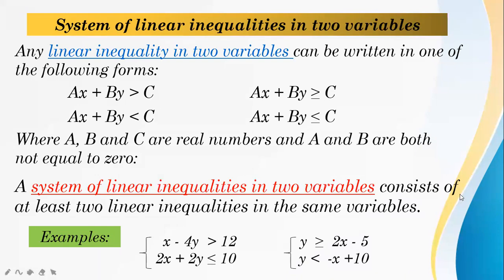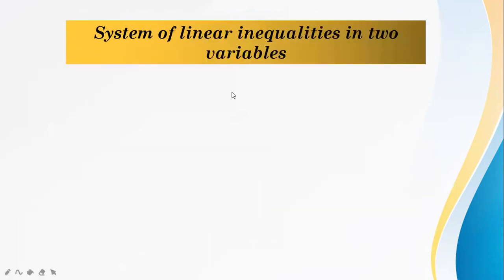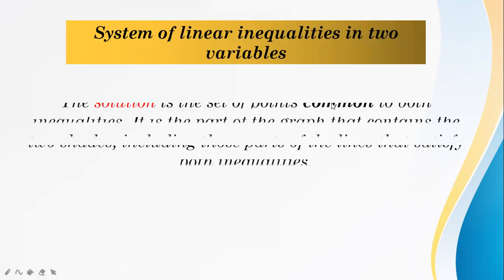So it says here, consists of at least two linear inequalities in the same variables. Hindi kagaya ng linear inequality in two variables, isang linear inequality in two variables lang. Pero dito, systems, dalawa na yung pinag-usapan natin. Systems of or system of linear inequalities in two variables.